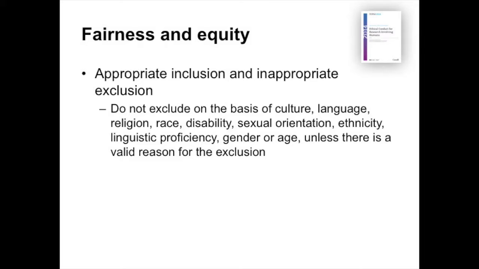TCPS also is concerned with issues of fairness and equity, such as appropriate inclusion and appropriate exclusion from research. For instance, individuals should not be excluded from a study on the basis of their culture, language, religion, race, disability, sexual orientation, ethnicity, linguistic proficiency, gender or age, unless there is a valid scientific reason for that exclusion. And again, that would need to be defended and judged at the REB level.